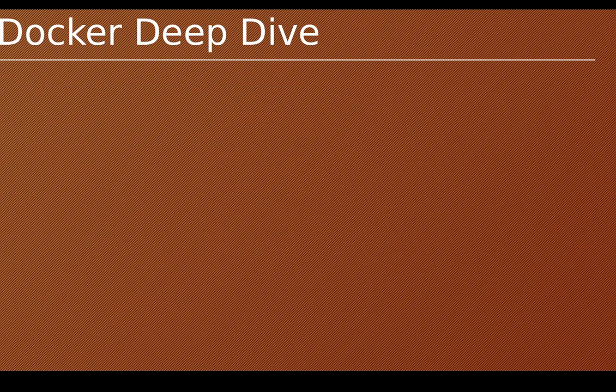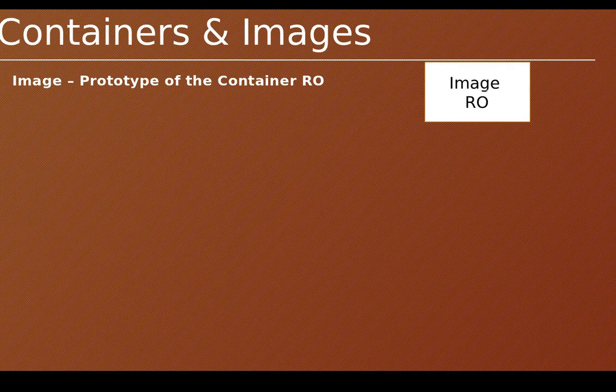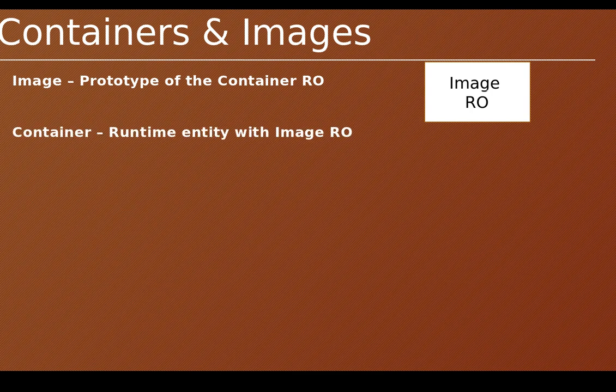That is the Docker deep dive. We'll go into the containers world and images. The very first thing here is the image. What exactly is an image? As we discussed before, an image is basically a prototype of your container, a read-only layer of your container. If you compare with the Java world, this is like a class where we define things, and containers are like objects, the runtime entity of those images.